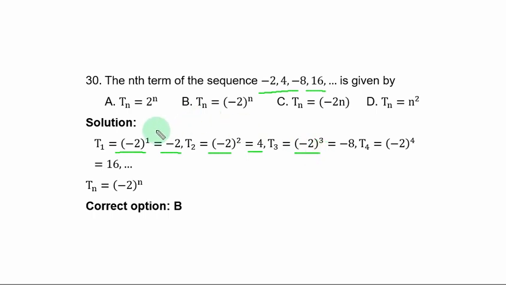So you have power 1, power 2, power 3, power 4. There is order. So you can take it to be n, so that when n is 1, you have this term. When n is 2, you have this term. When n is 3, you have this term. When n is 4, you have this term. By this is the nth term, and B is the correct option.